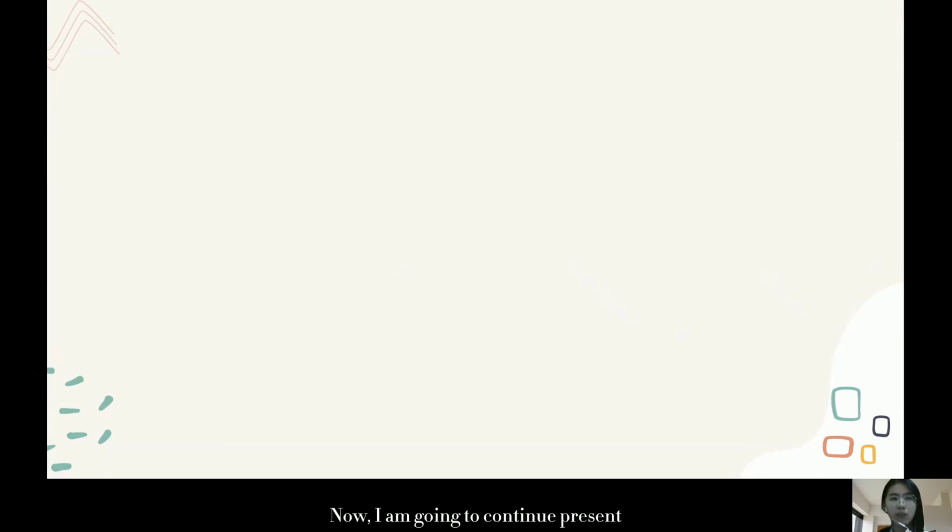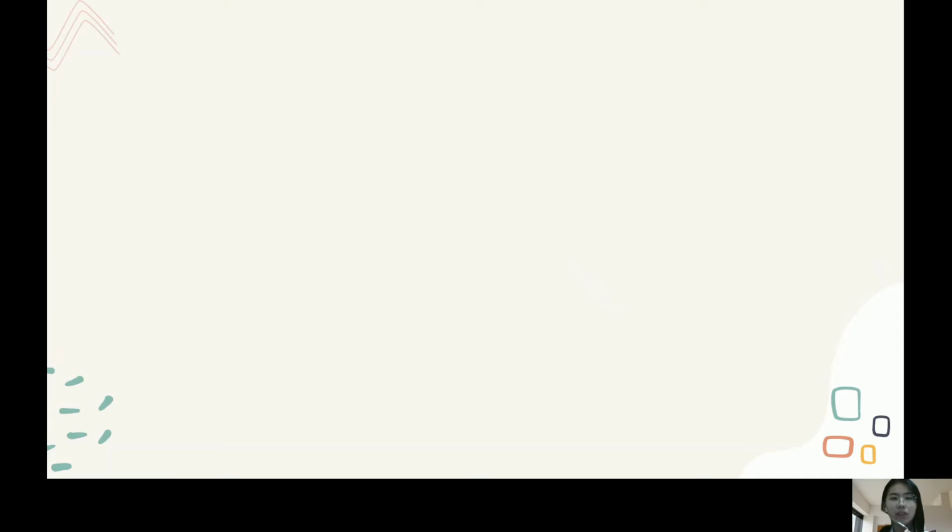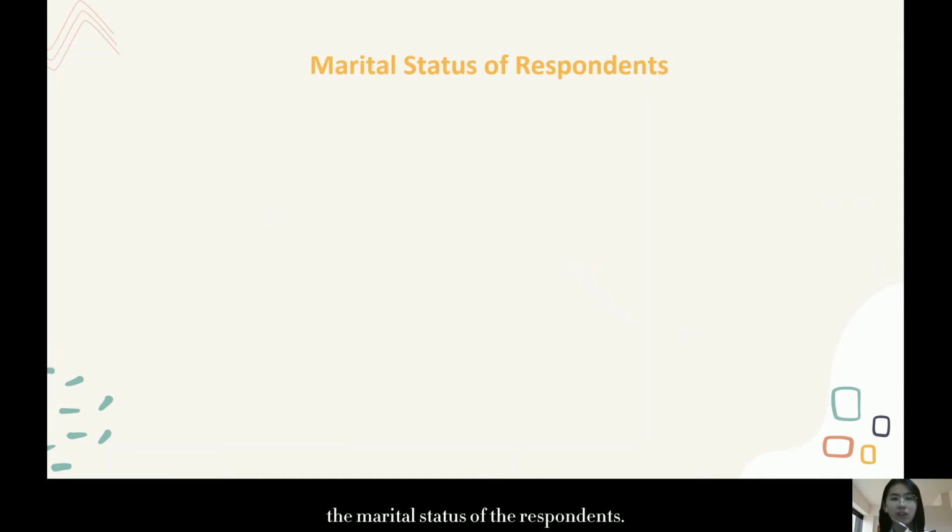Now I am going to continue present about the statistic on the gender of baby. This table and diagram shows that the number of baby boy and baby girl are the same, which occupy 15 for each. Next, let us look into the marital status of the respondent.